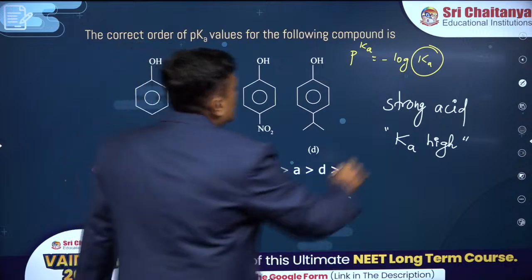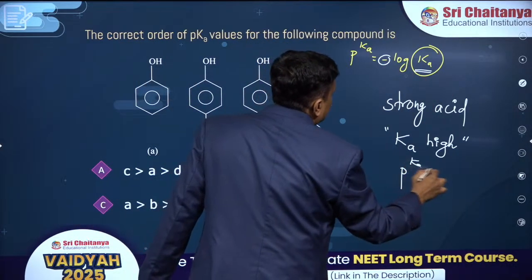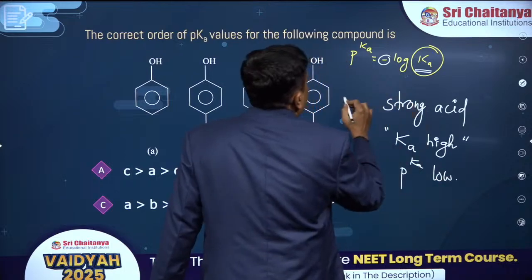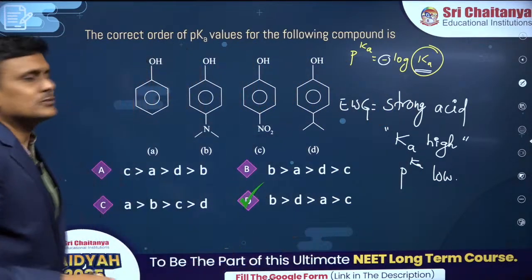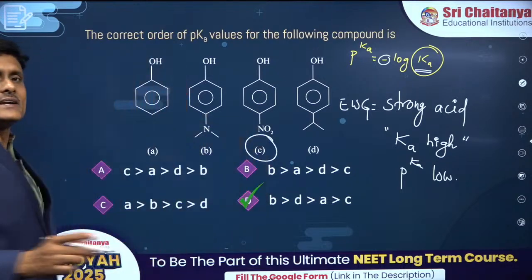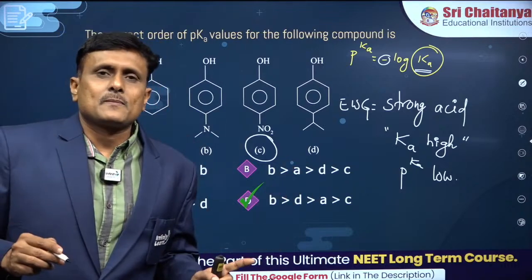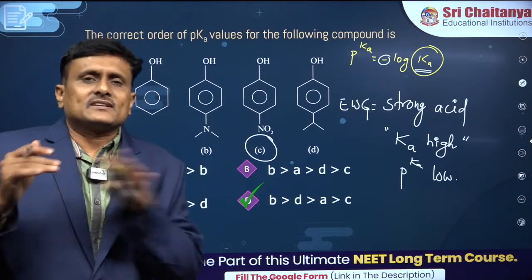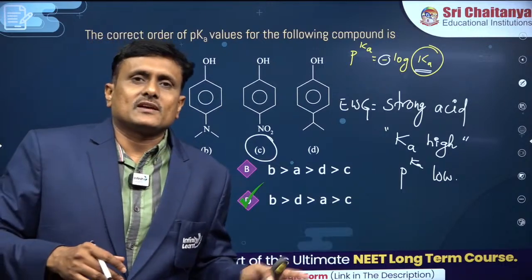If Ka is high, because there is a negative sign, pKa will be low. And you should know that an electron withdrawing group will make a compound a stronger acid. So you must identify one compound first, either highest or lowest. Do that first. Don't try to figure out the entire order. Before that, check highest or lowest. Probably you will get half of your answer there.